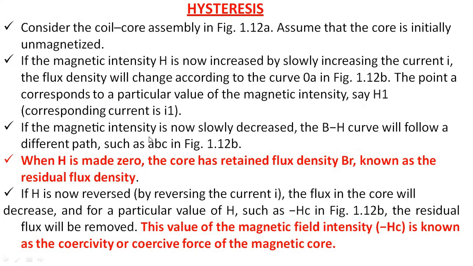If the magnetic intensity is now slowly decreased, the BH curve will follow a different path. When H is made 0, the core retains a flux density Br, known as the residual flux density. If H is now reversed, the flux in the core will decrease, and for a particular value Hc, the residual flux will be removed, which is the coercive force of the magnetic core.